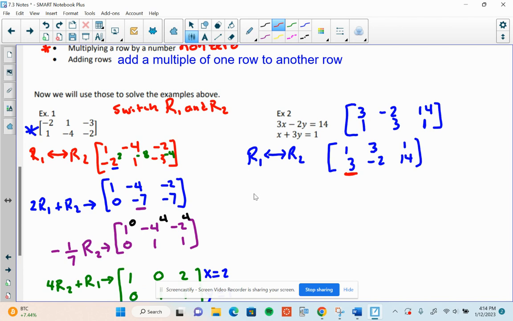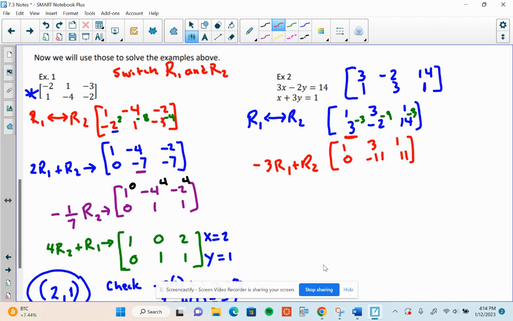So we're going to need to use that third option. We're going to do negative 3 times row 1 added to row 2. We'll put that in as our new row 2. I'm going to pencil these numbers in again. So negative 3 times row 1 gets me negative 3, negative 9, negative 3. Let me add those up. The top row's not changing. And as I add those, I get 0, negative 11, positive 11. Okay, column 1 is finished.